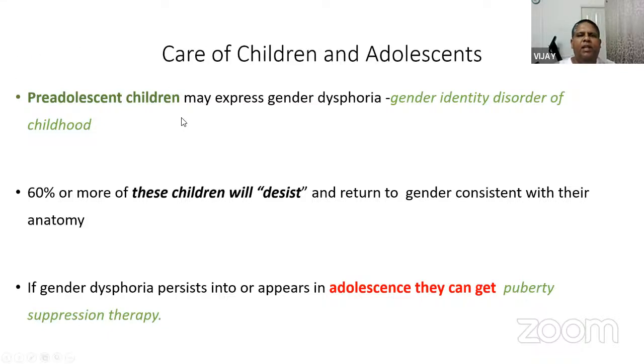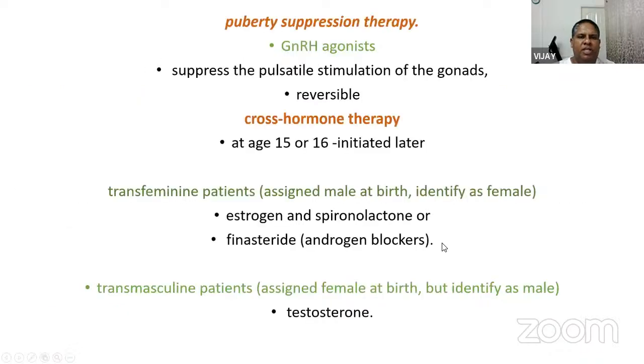If it comes in pre-adolescent children, it is called gender identity disorder of childhood. But what happens is 60% or more of these children desist or return to the original gender itself. But if it persists and the patient goes into adolescence, it is called the adolescent gender dysphoric disorder or the gender identity disorder. And those patients are given puberty suppression therapy.